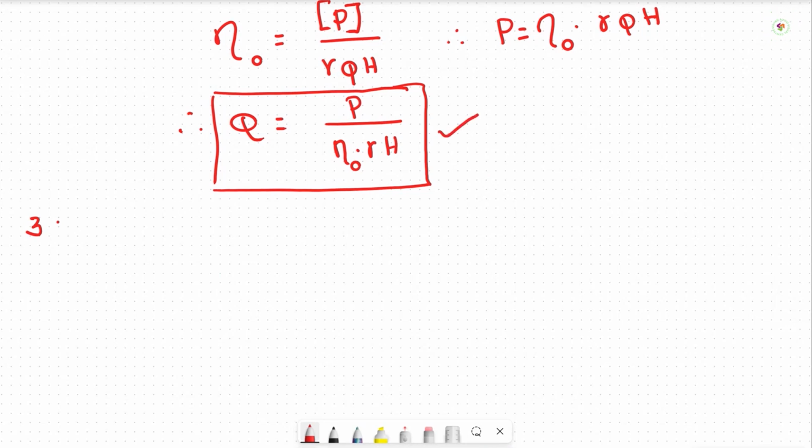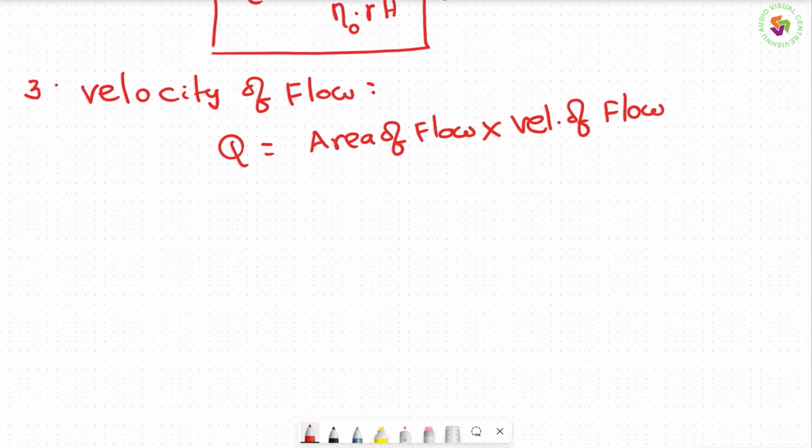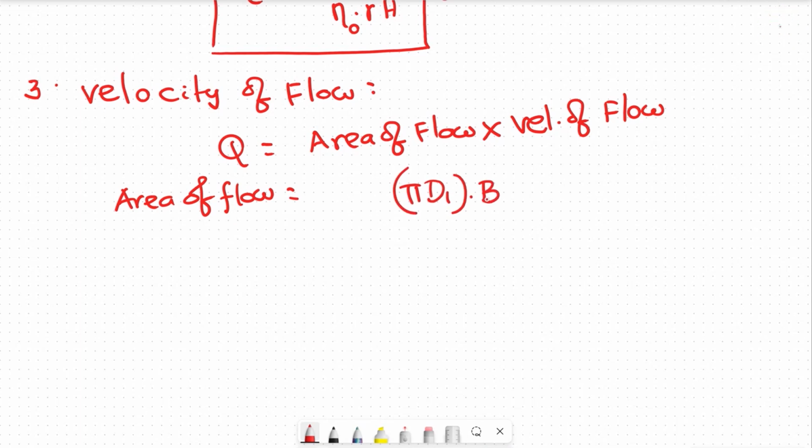then your next step is how to calculate the velocity of flow. We know discharge is equal to area of flow into velocity of flow. So what is area of flow? Area of flow is generally pi d1, the perimeter, into the width of the runner.